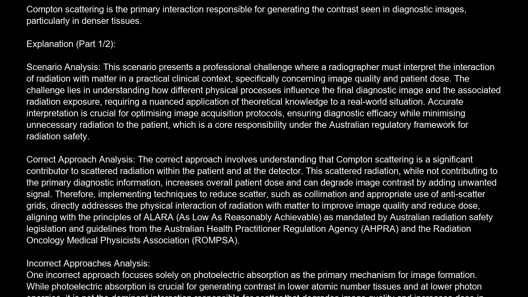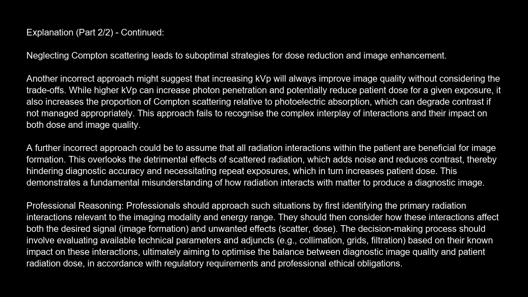Incorrect approaches analysis. One incorrect approach focuses solely on photoelectric absorption as the primary mechanism for image formation. While photoelectric absorption is crucial for generating contrast in lower atomic number tissues and at lower photon energies, it is not the dominant interaction responsible for scatter that degrades image quality and increases dose in typical diagnostic imaging scenarios involving higher energies and denser tissues. Neglecting Compton scattering leads to suboptimal strategies for dose reduction and image enhancement.